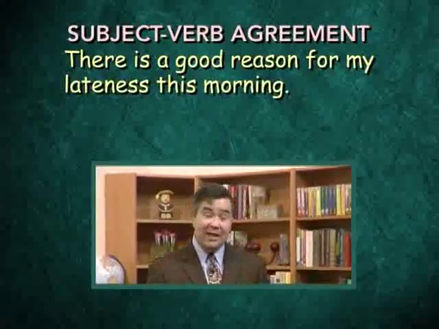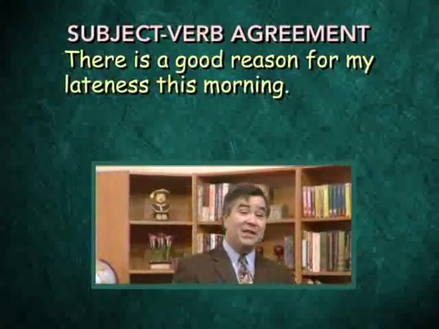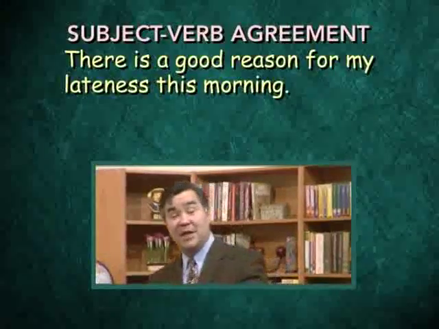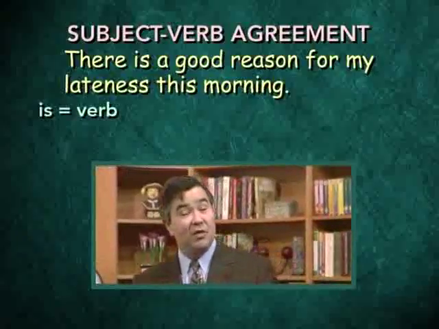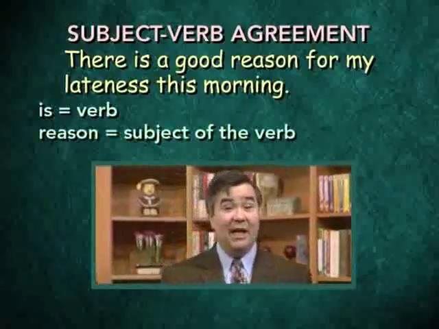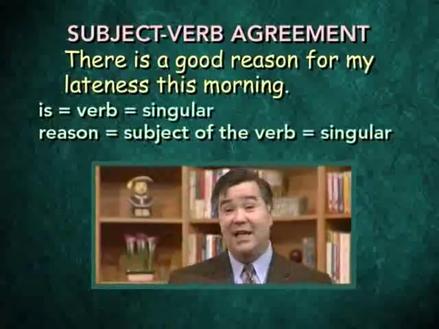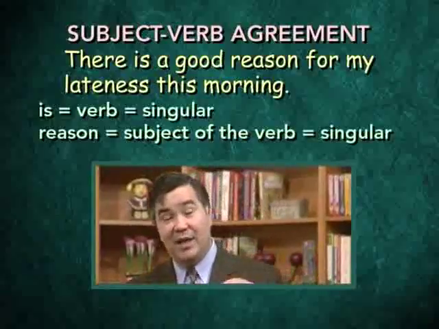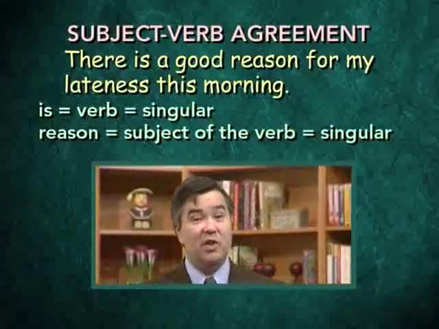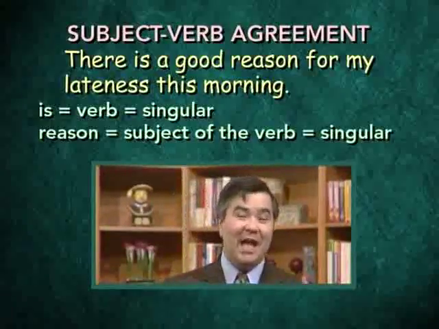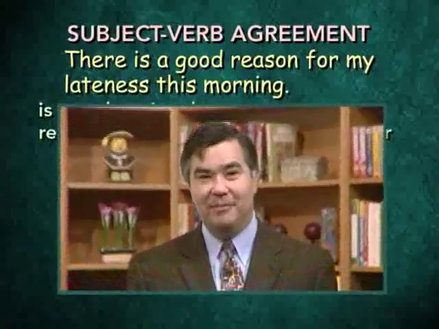Remember our tip. In sentences that begin with there or here, the verb normally precedes the subject. The subject comes after the verb. In this case, the verb is, and what follows, reason, is actually the subject. Reason is singular, and so the singular verb is correct. Once again, when a sentence begins with there or here, the subject normally follows the verb, so look after the verb to find the subject and make sure it matches with the verb in terms of number, singular or plural.